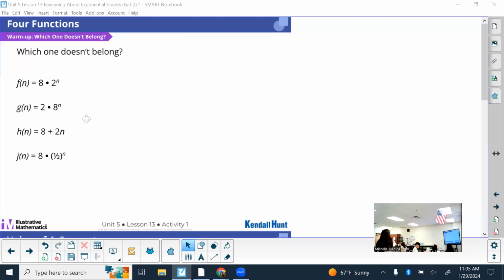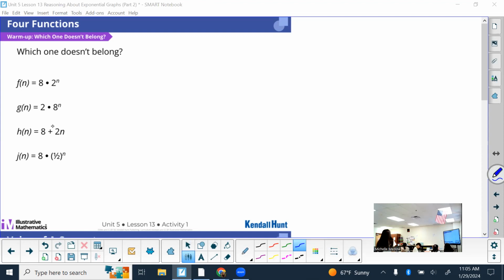So, first off, can you give me a reason that f of n doesn't belong? It's the only one with the two in the front. Okay, on your paper, there are parentheses. Is there parentheses for h of n though? Okay, so can you be more specific? I kind of see where your thought is going. But it's the only one with the two that is what?